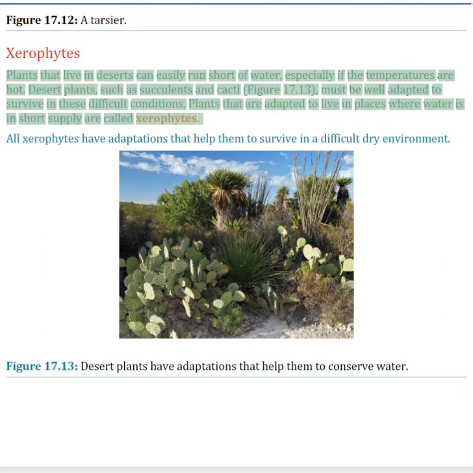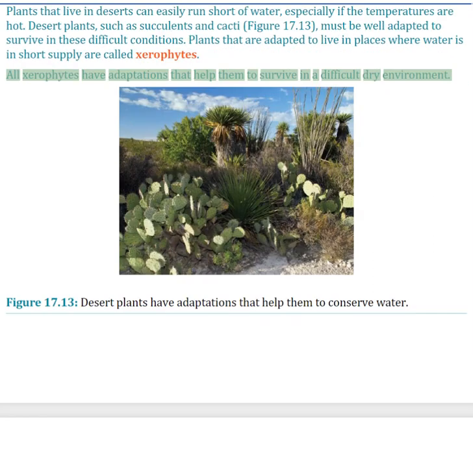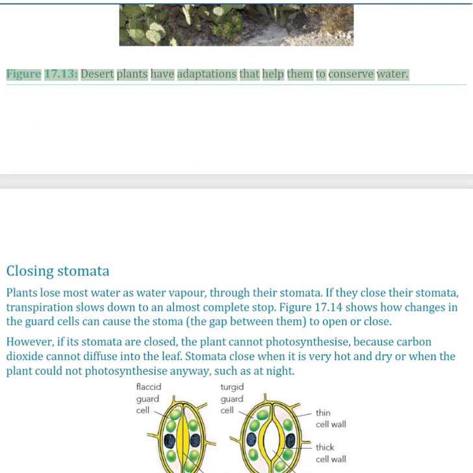Plants that live in deserts can easily run short of water, especially if the temperatures are hot. Desert plants, such as succulents and cacti, must be well adapted to survive in these difficult conditions. Plants that are adapted to live in places where water is in short supply are called xerophytes. All xerophytes have adaptations that help them to survive in a difficult dry environment. Figure 17.13: desert plants have adaptations that help them to conserve water.